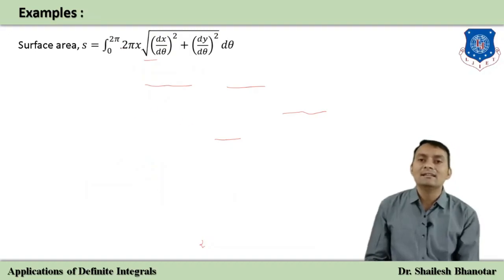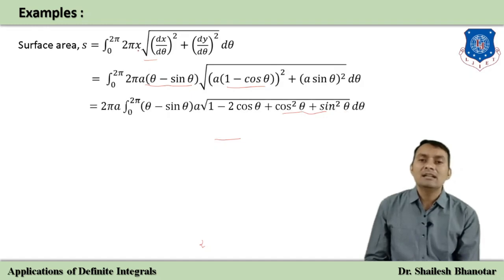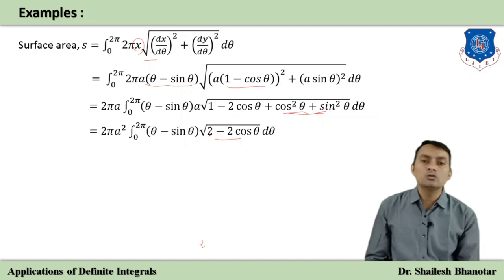So the surface area S will be the integration from 0 to 2 pi of 2 pi x, because we are rotating about the y-axis, so the radius will be parallel to the x-axis, therefore 2 pi x into the square root of (dx by d theta) square plus (dy by d theta) square, into d theta. Whatever x is, we just put it in, and dx by d theta and dy by d theta you can also put in. A square is there in both terms, which you can take outside the square root, and when you simplify, cos square plus sin square is nothing but 1, so you will get 2 minus 2 cos theta, and this is the same.